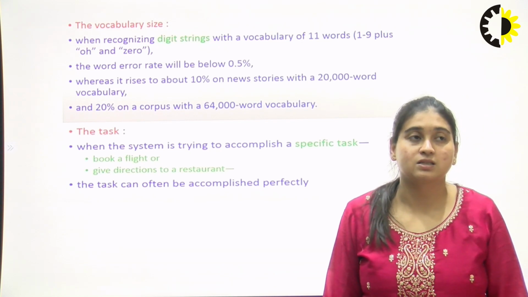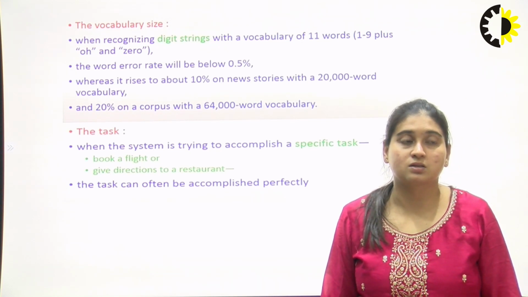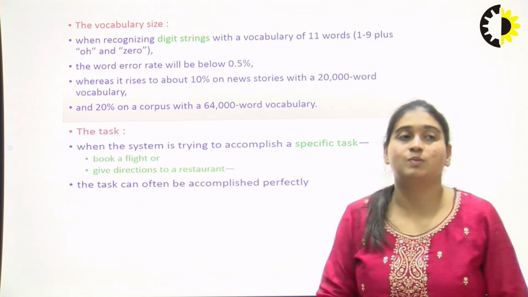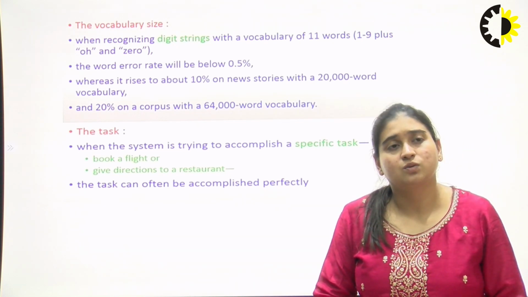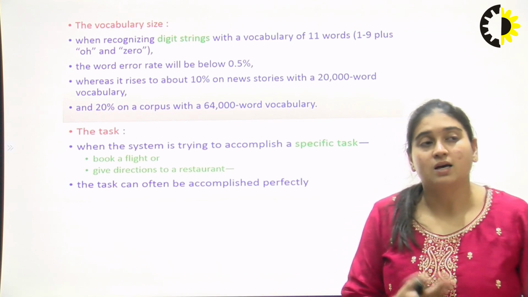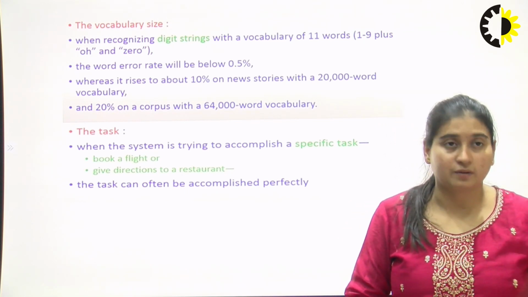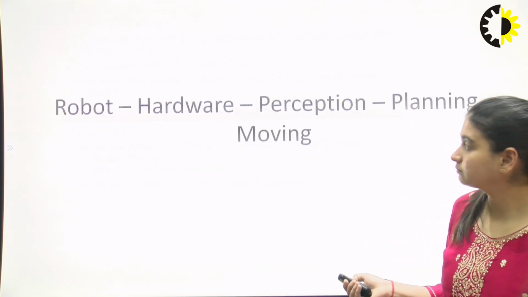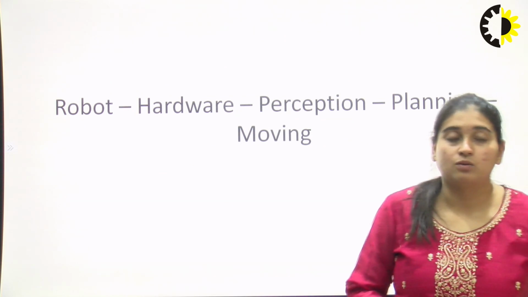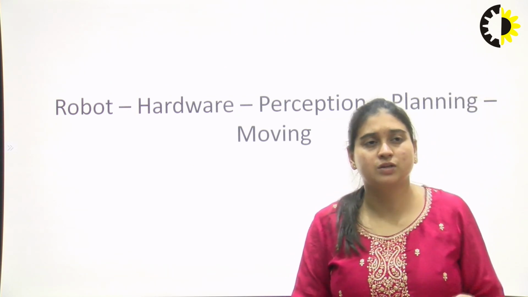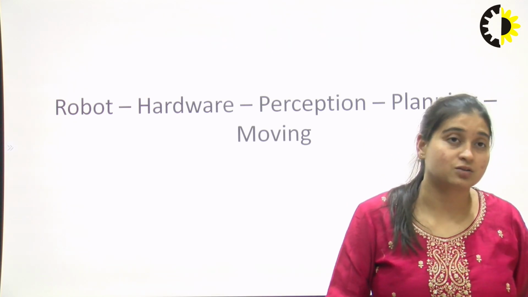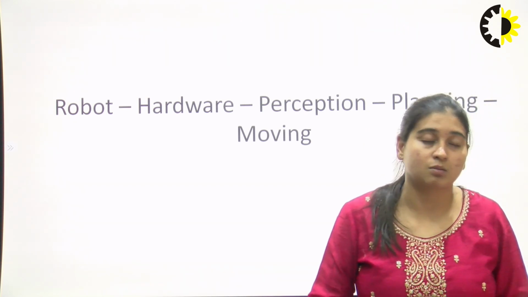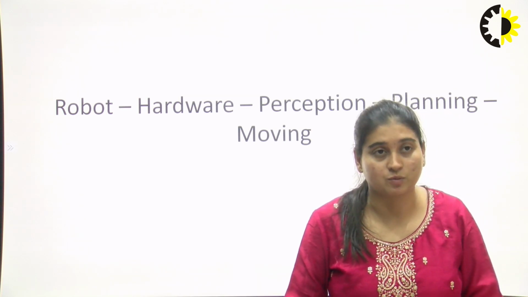And last is the task. When the system is trying to accomplish a specific task like booking a flight or giving directions to a restaurant, the task can often be accomplished perfectly. Okay. Now this is the machine translation, the statistical machine translation, and natural language processing. These subtopics come under natural language processing.